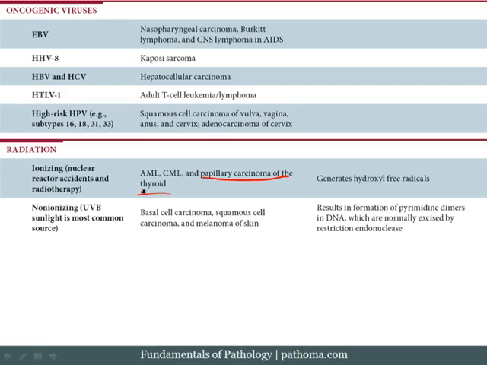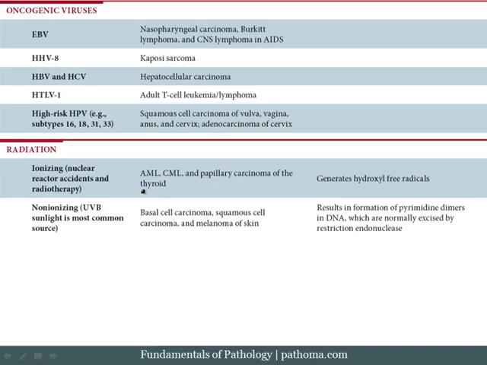Now, I want you to remember, I've already mentioned it once, but here we're going to review it one more time, and that is the mechanism by which ionizing radiation increases this risk is by the generation of hydroxyl free radicals. So water within tissues gets hit by the ionizing radiation, and as a byproduct of that damage, hydroxyl free radicals are generated, and those hydroxyl free radicals can damage DNA, increasing the risk for mutations, increasing the risk for formation of cancer. So that is ionizing radiation.